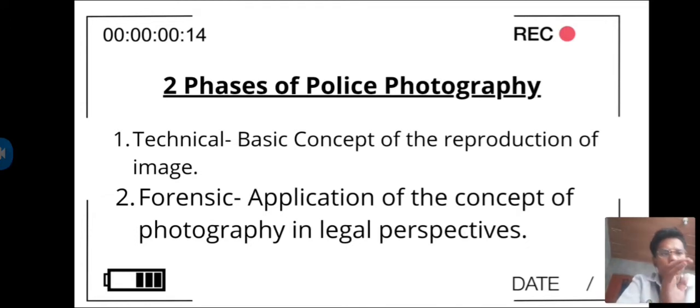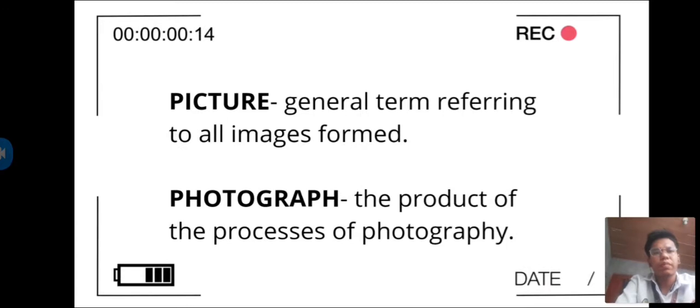However, in forensic, this is the application of the concept of photography in legal perspectives. Ibig sabihin nito, ginagamit siya or pinupunta siya sa court which will serve as an evidence in the administration of justice. Next one is picture and photograph.